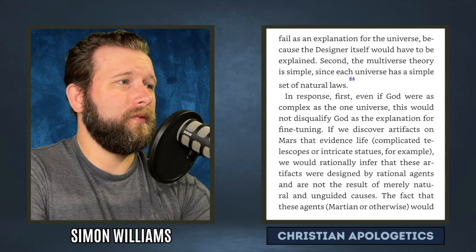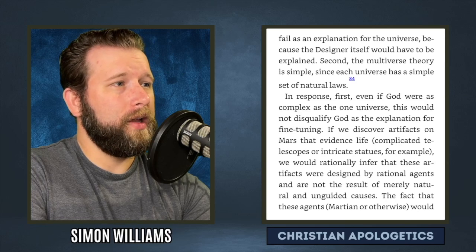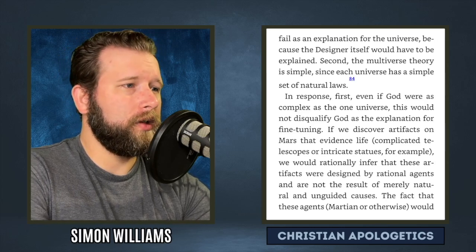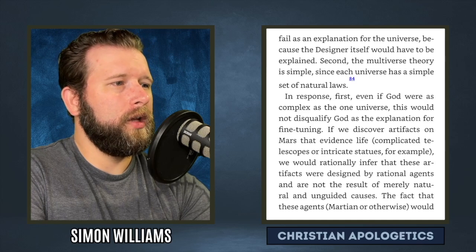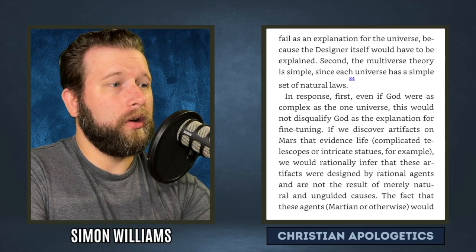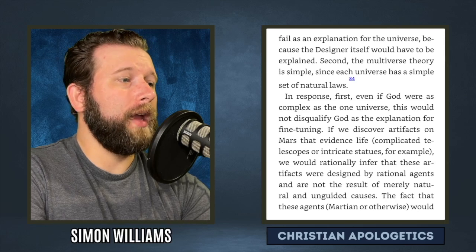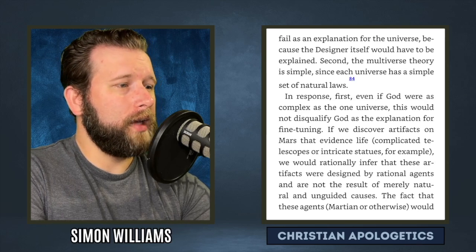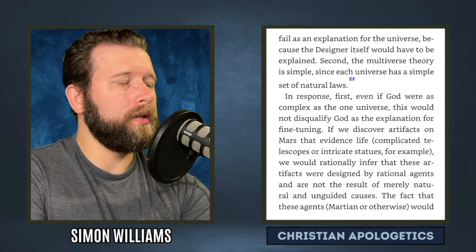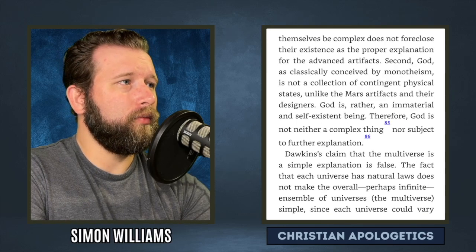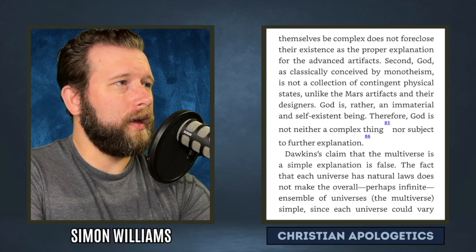In response, first, even if God were as complex as one universe, that would not disqualify God as the explanation for fine-tuning. If we discover artifacts on Mars that evidence life, complicated telescopes or intricate statues, for example, we would rationally infer that these artifacts were designed by rational agents and are not the result of merely natural and unguided causes. The fact that these agents, Martian or otherwise, would themselves be complex does not foreclose their existence as the proper explanation of the advanced artifacts.